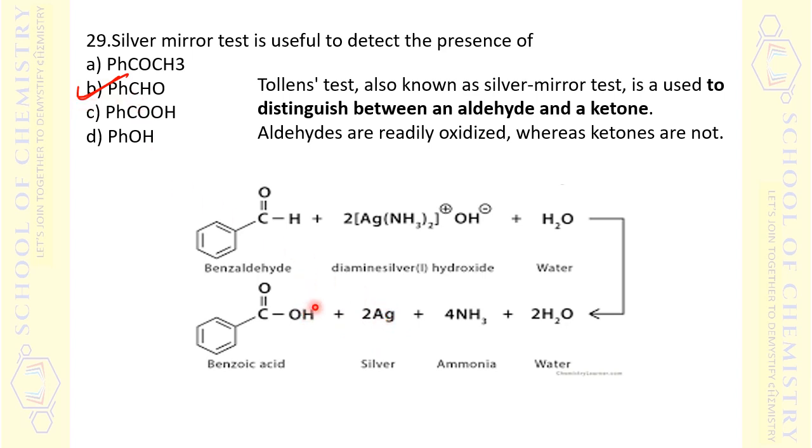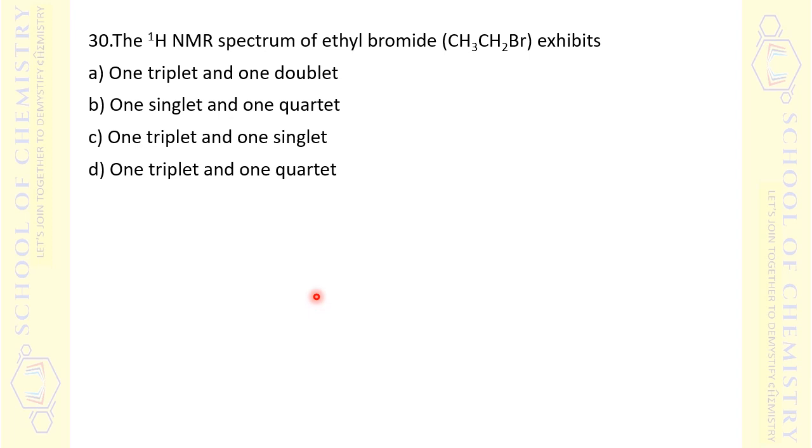Move on to the next question. This is based on a spectroscopic technique, proton NMR. You should know the basic aspects of proton NMR, and you can expect questions. What they have asked is, for this simple compound, what is the nature of the proton NMR spectrum? You can expect two signals, one due to these two hydrogens and the other due to these three hydrogens.